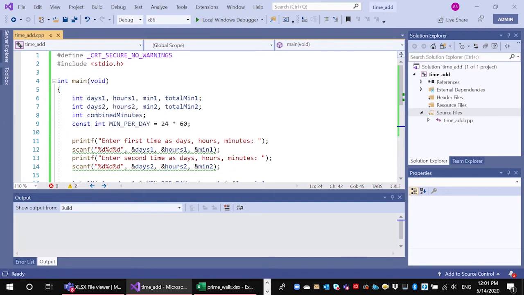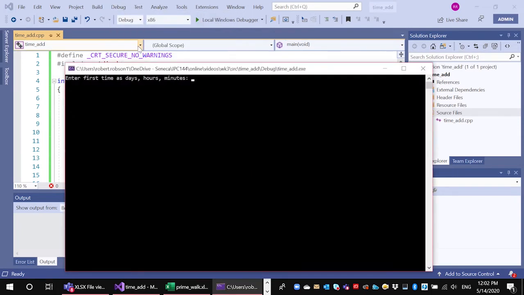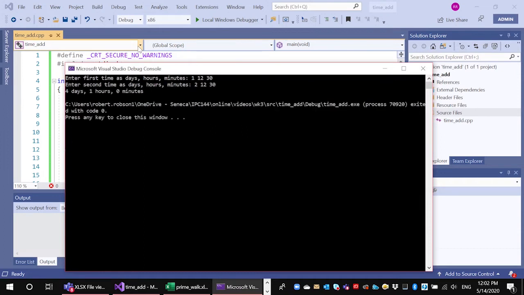So this is a little program that takes 2 times in days, hours, and minutes and adds them up. So enter the first time as days, hours, and minutes. So 1 day, 12 hours, and 30 minutes. And then we'll add 2 days, 12 hours, and 30 minutes. And it should add up the total for us. And it says that adds up to 4 days, 1 hours, and 0 minutes.